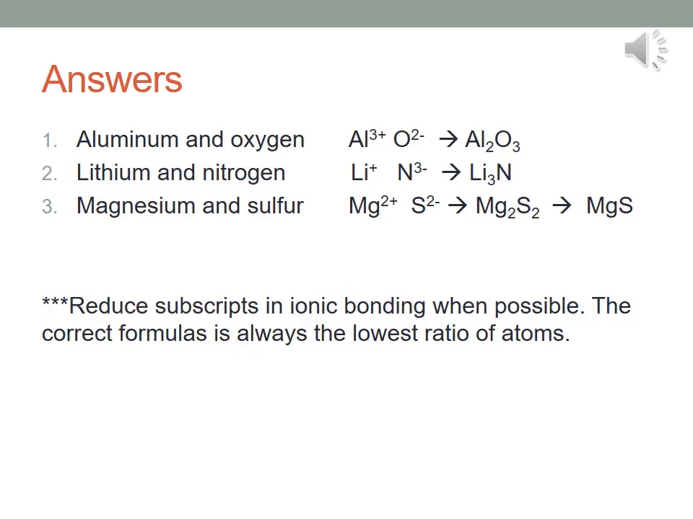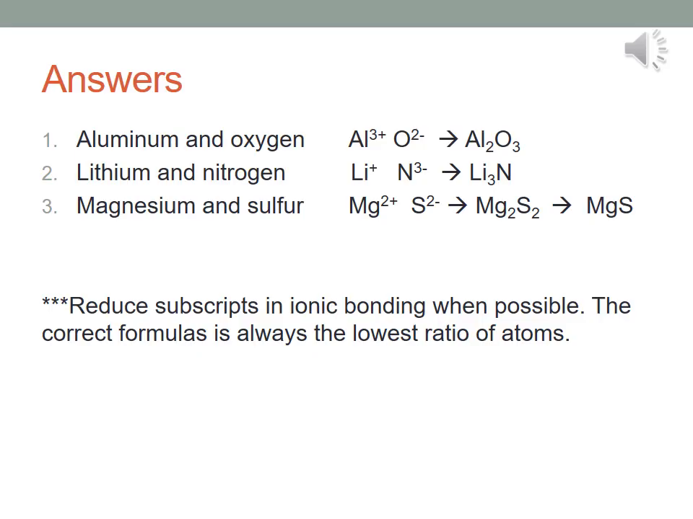Alright, let's take a look at the answers to your practice. So aluminum and oxygen. Aluminum is a 3+ charge, oxygen is a 2-. We should end up with Al2O3 when we crisscross. Lithium is a 1+ charge, nitrogen is a 3- charge, and we should end up with Li3N after crisscrossing.